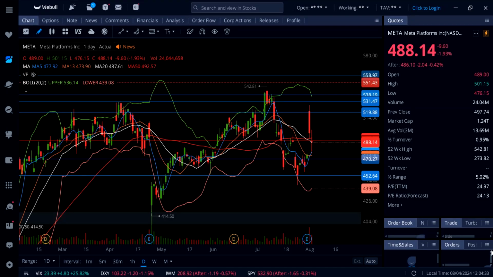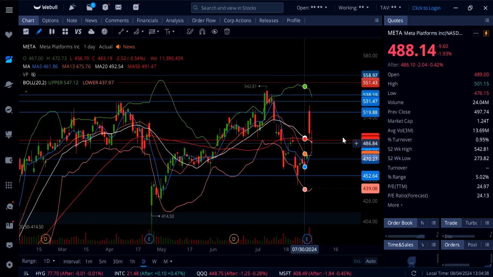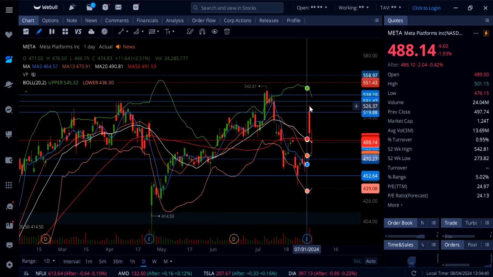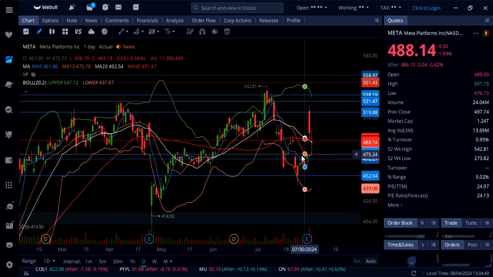On Meta, it's down 1.93%. So Meta, I mean, this gap up and go completely wiped out. I mean, from almost 530, 527 down to 476. That is a huge turnaround right here on Meta, and a huge rejection, and now this gap is fully closed from the earnings.